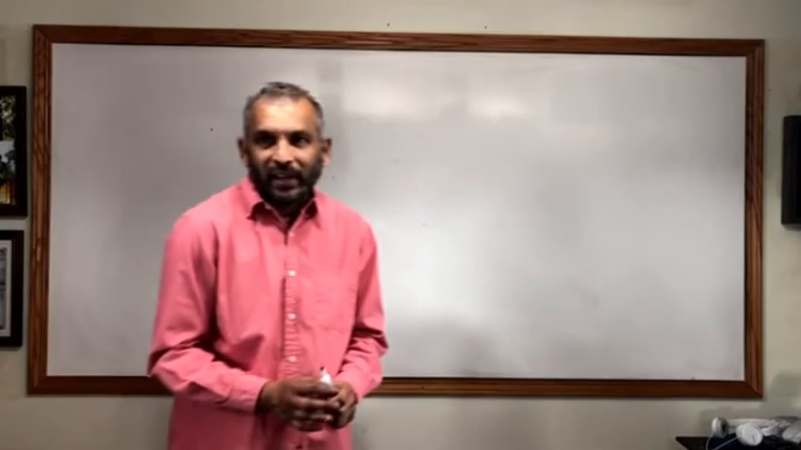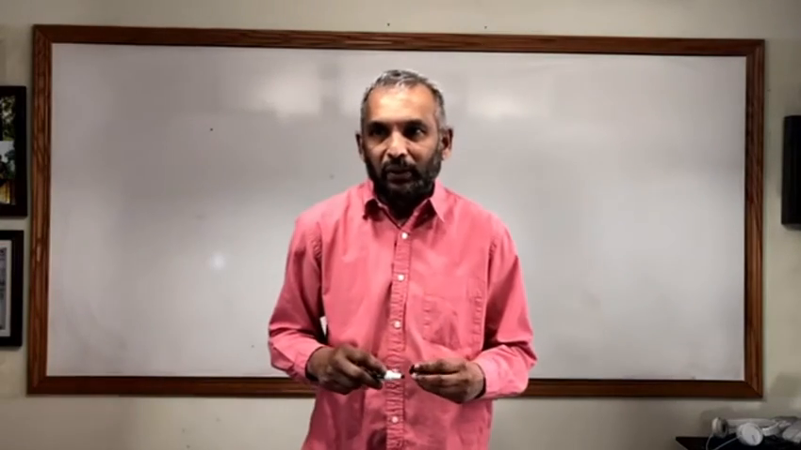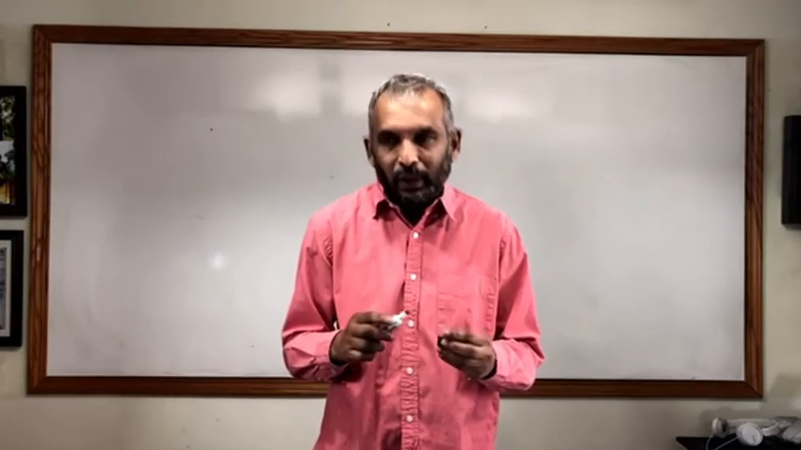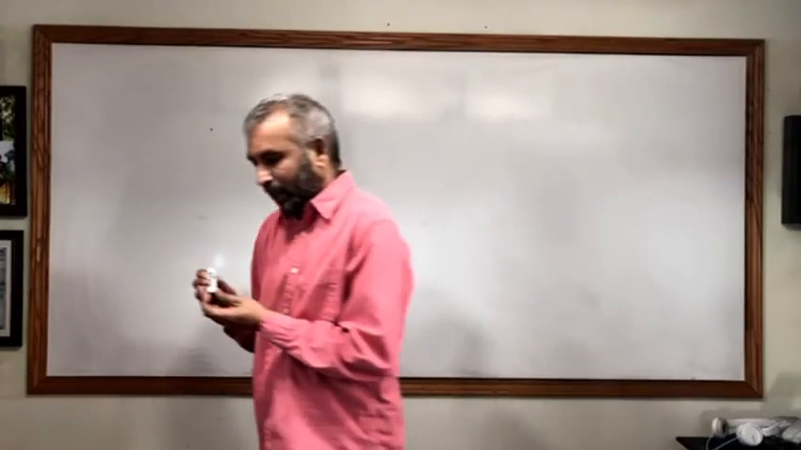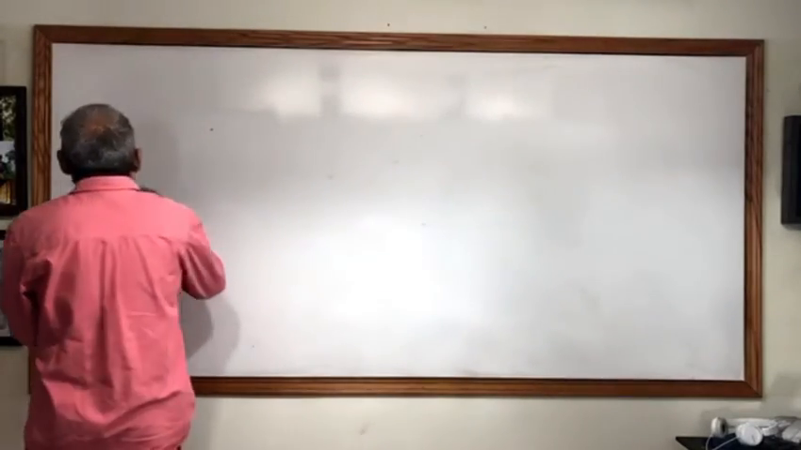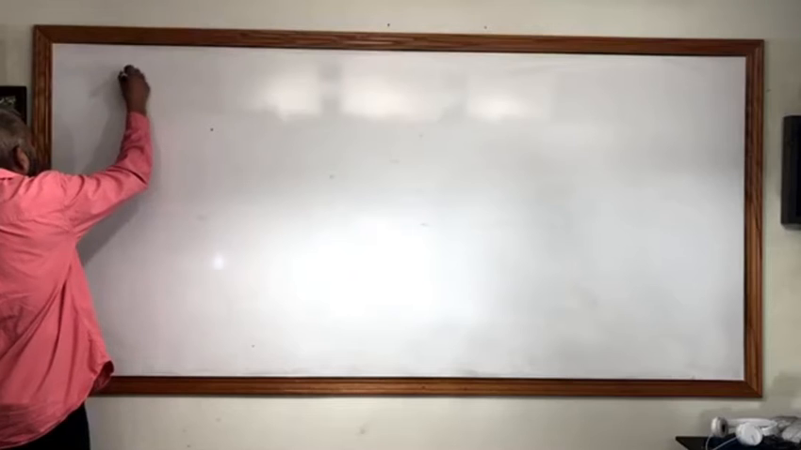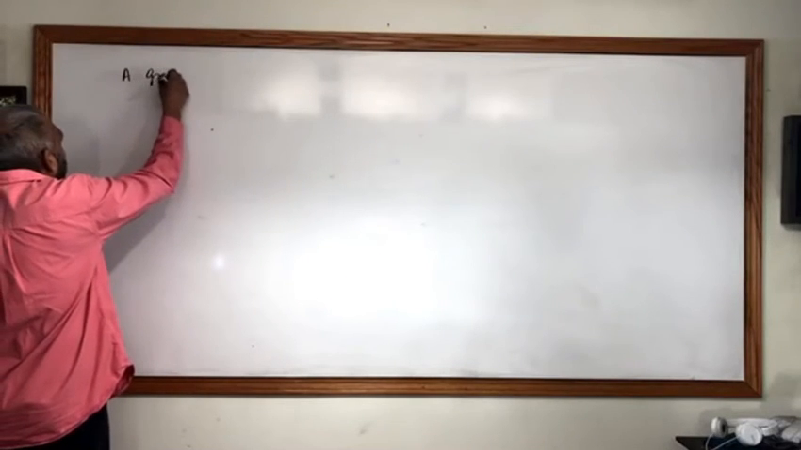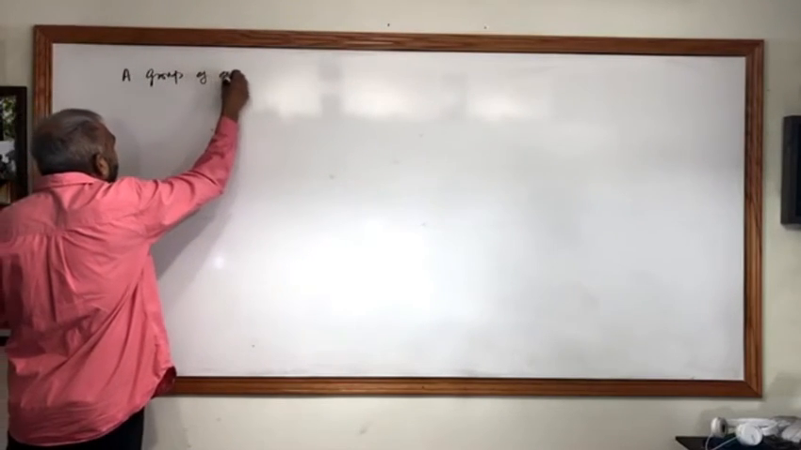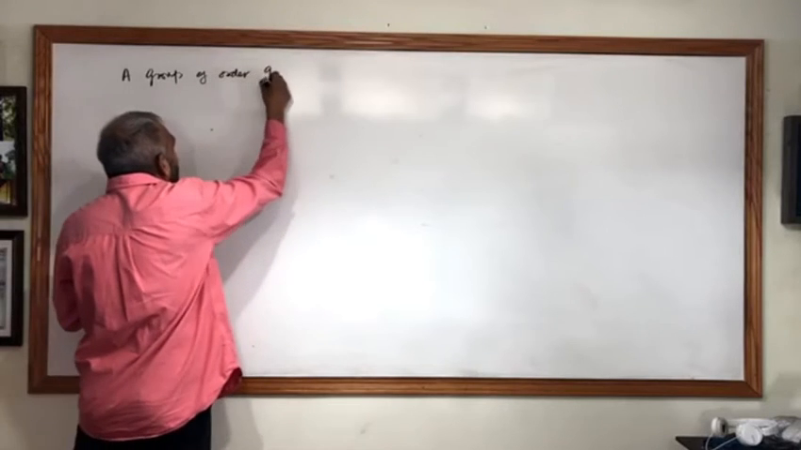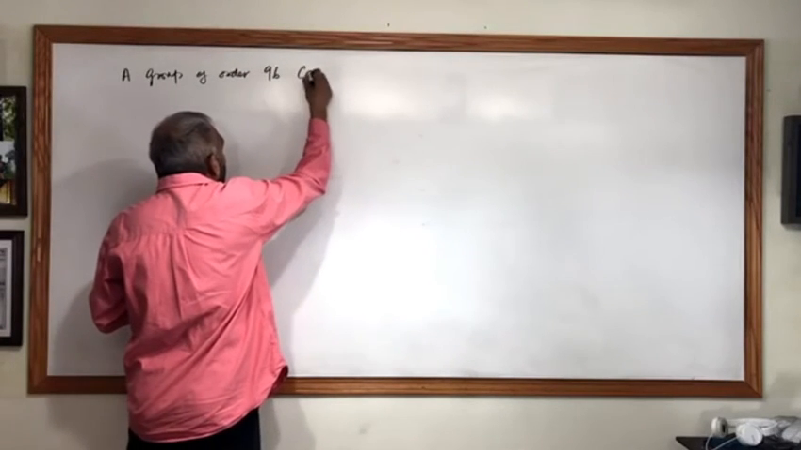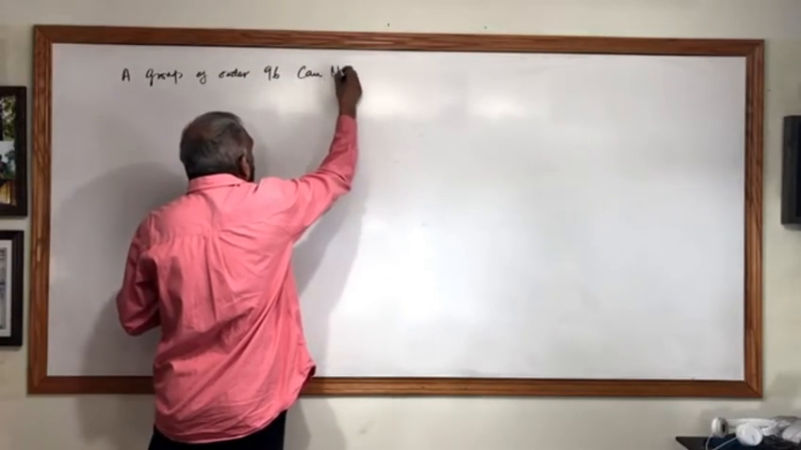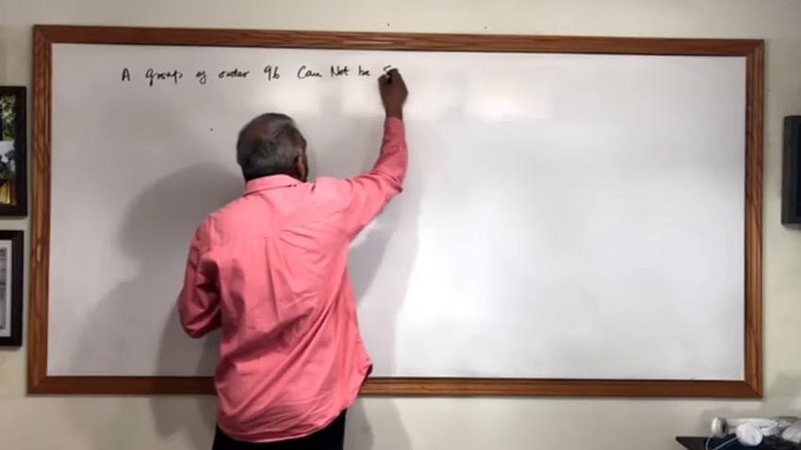So before we end this session on Sylow's theorem, we'll do one more problem. And that is: a group of order 96 cannot be simple.